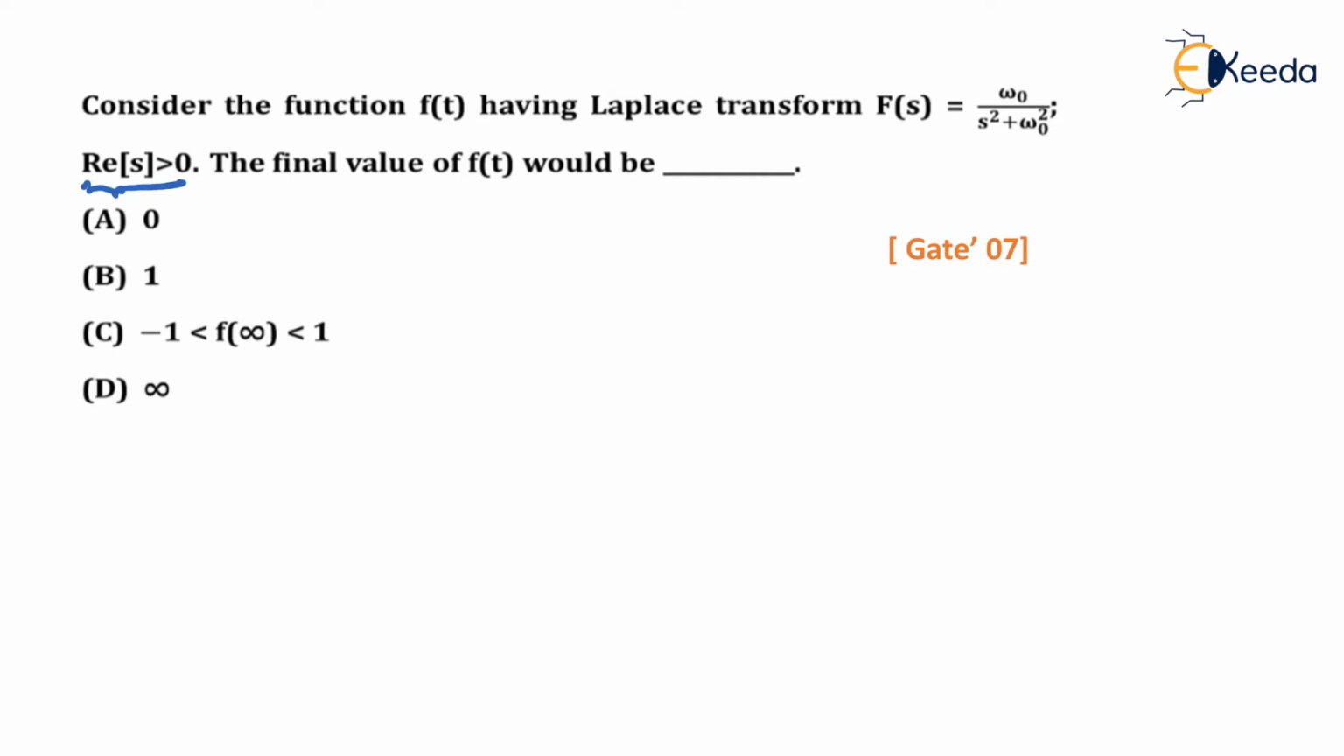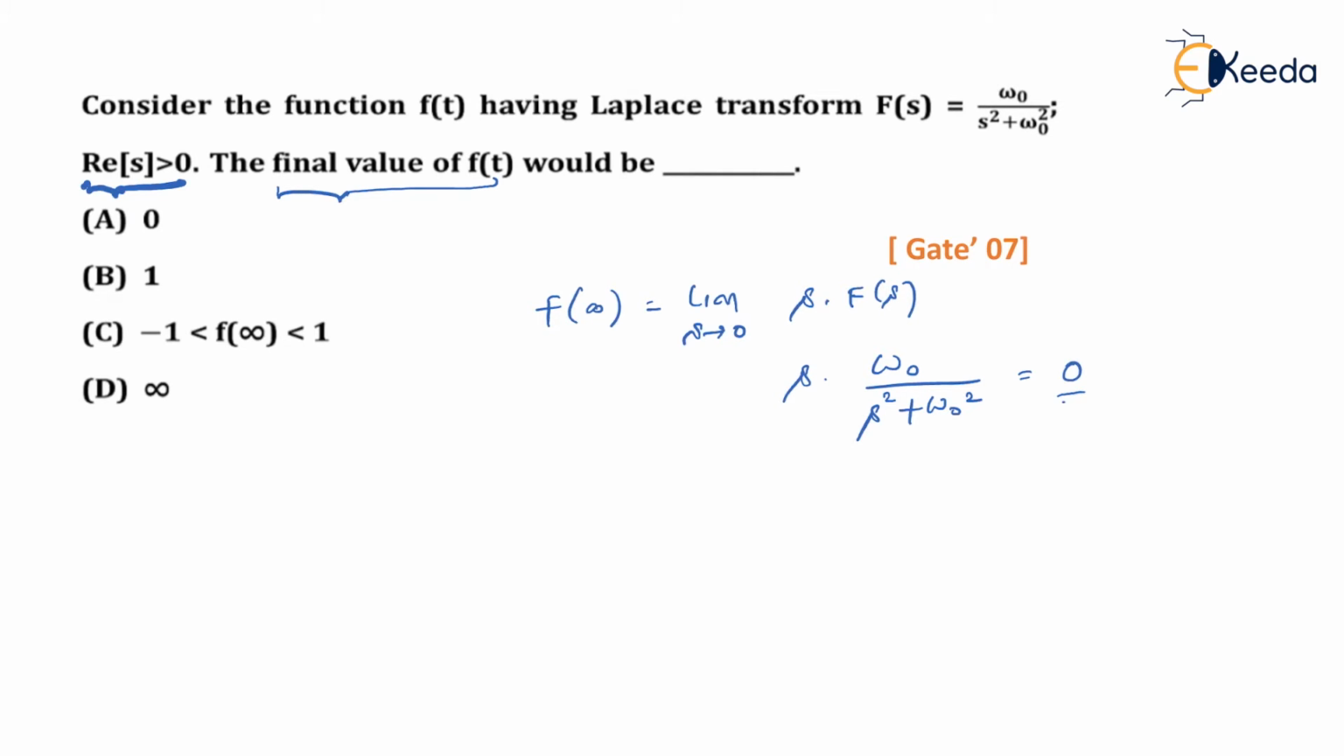So you know the final value theorem. I'm using the final value theorem because they're asking you the final value of x of t, that is f of t. So f of infinity, we know very well, is limit s tends to 0 of s times F of s. Am I right? So s times F of s is omega naught upon s square plus omega naught square. So let us substitute s equal to 0 here. When you substitute s equal to 0, you'll get the answer equal to 0, which is option A.